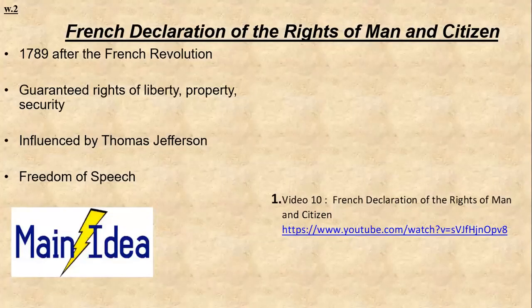And then also the French Declaration of the Rights of Man and Citizen. It happened in England, happened in France. This is in 1789 after the French Revolution, and it was a guarantee of basic rights for French people: life, liberty, property, security. Thomas Jefferson heavily influenced it, and it also guaranteed freedom of speech. Watch video 10, French Declaration of the Rights of Man and Citizen, making sure you're getting all this in your notes.